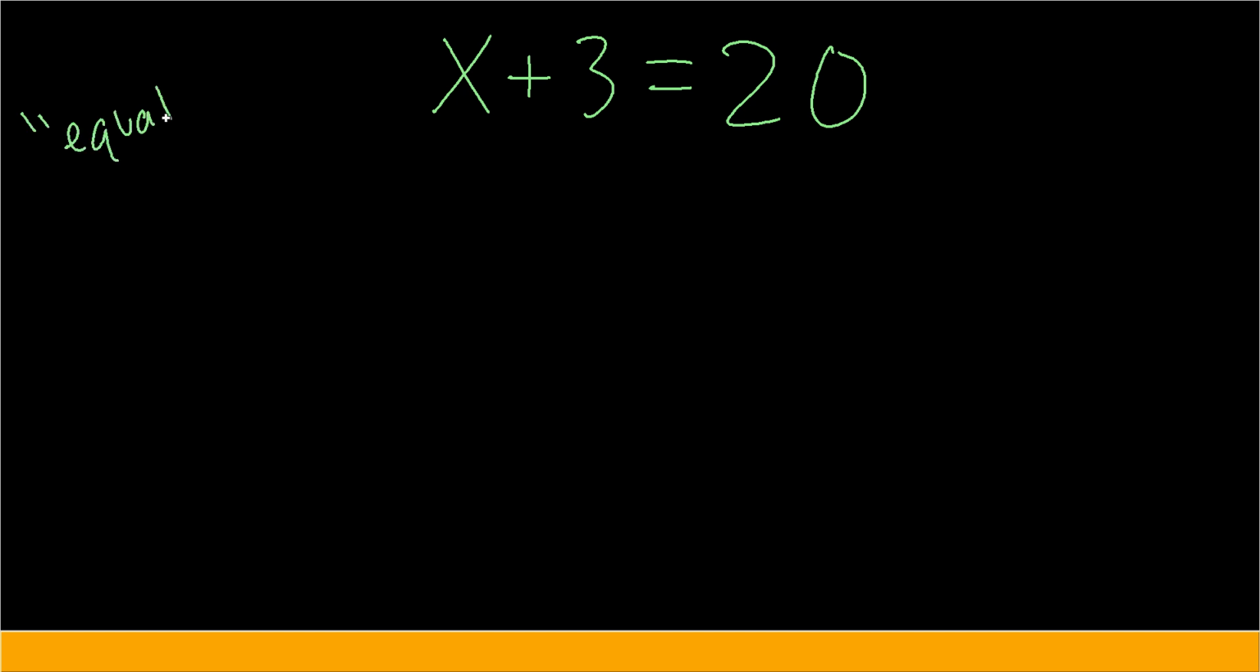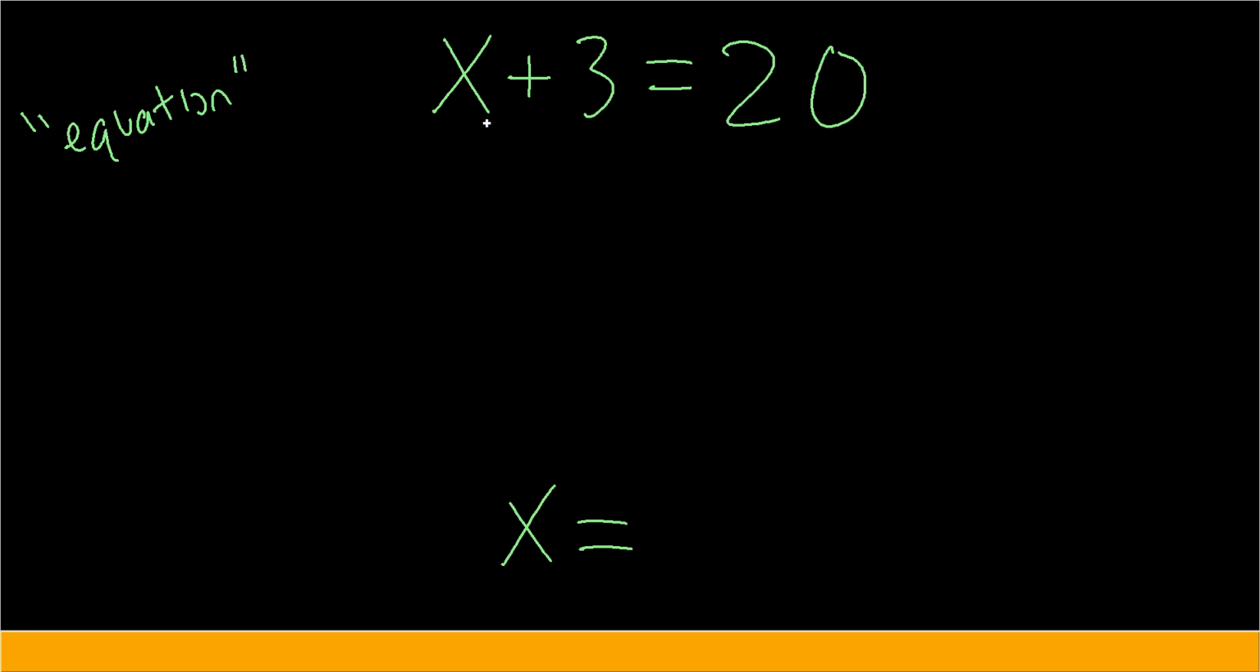Our first equation is x plus 3 equals 20. And we know that this is an equation because we see the equal sign right there. An equation has the left side equal to the right side. Now, when we see this equation and it says solve it, we need to find out what x is.